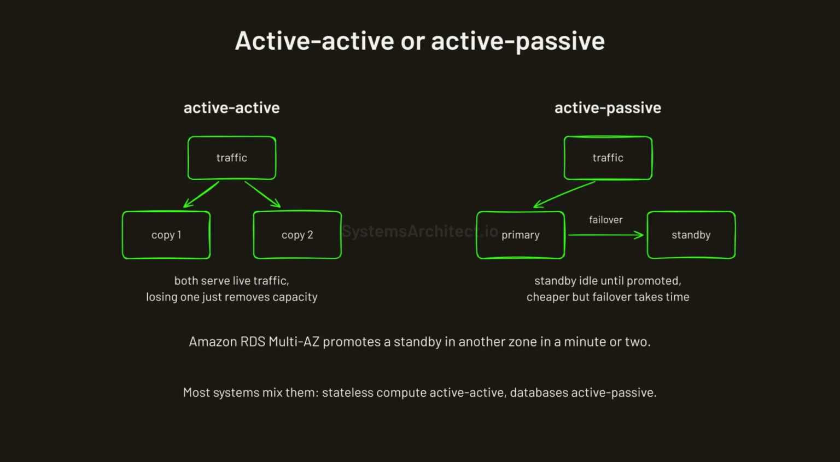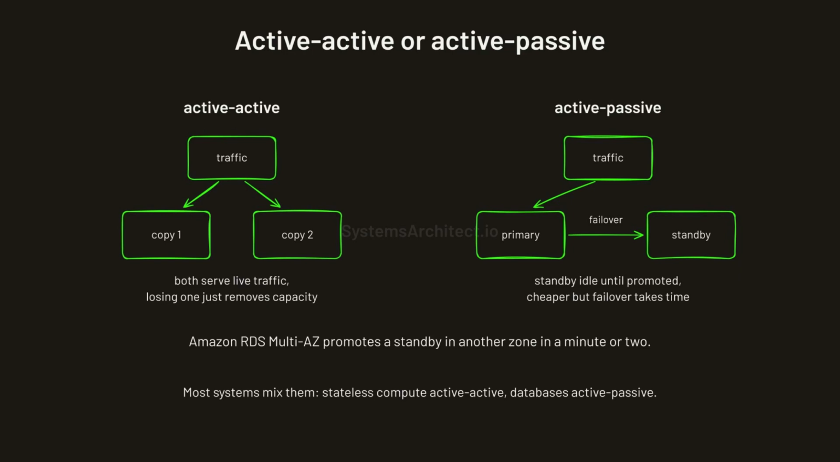There are two shapes for redundant capacity, and choosing between them is a cost decision. Active-active means every copy serves live traffic all the time. Failure of one copy just removes its share of capacity. Recovery is close to instant, and you are always testing the standby. Active-passive keeps a second copy warm but idle until failover promotes it. That is cheaper and simpler, but the failover step takes time. It is only as good as the last time you rehearsed it.